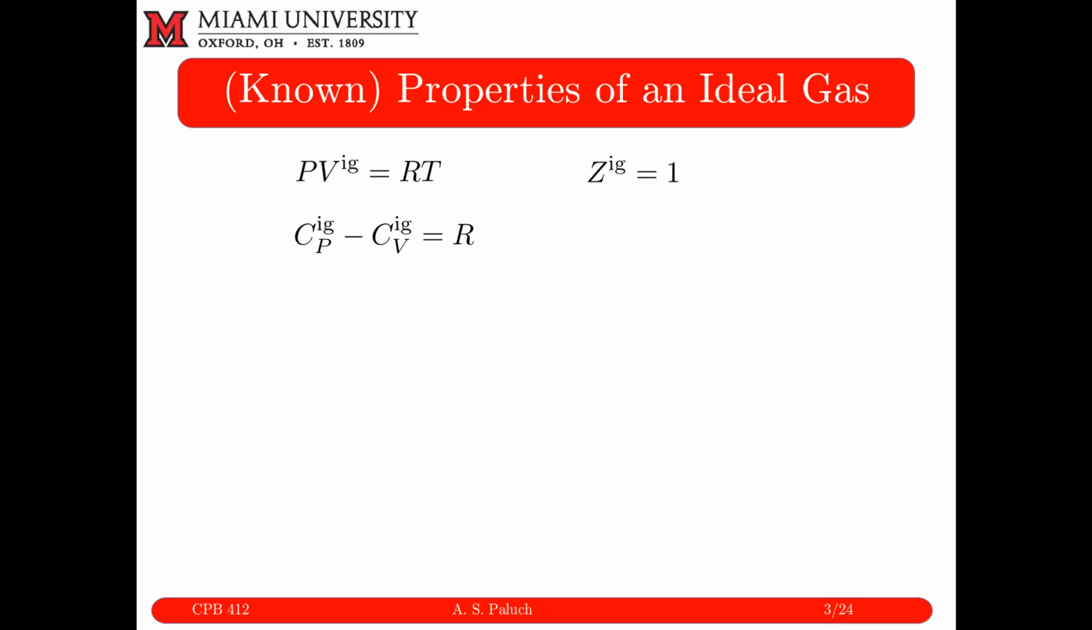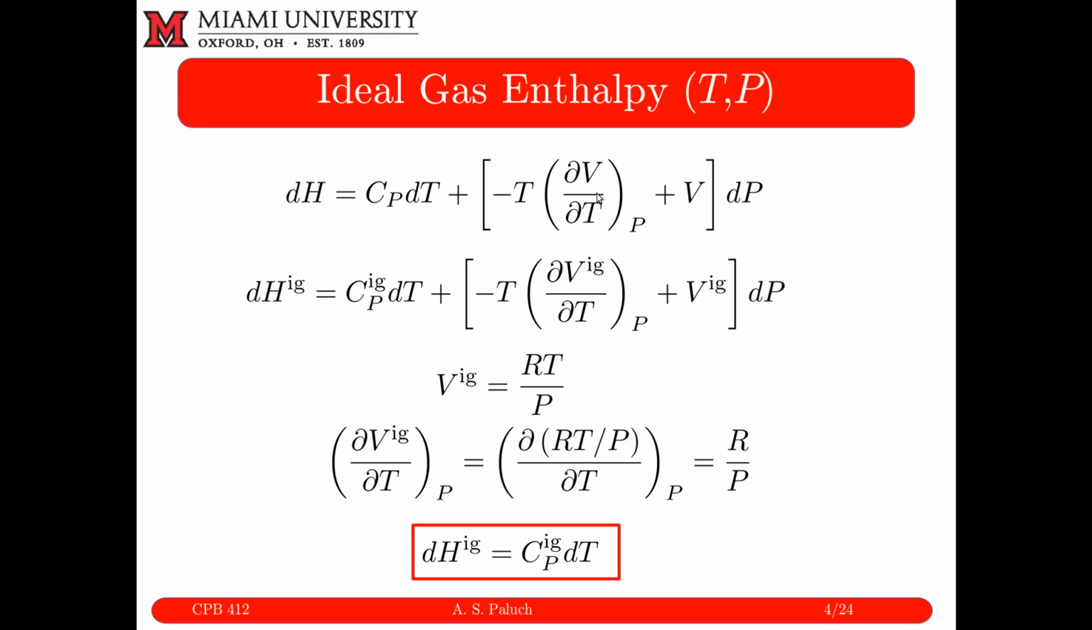Okay. So again, the properties of an ideal gas are known. So we have our ideal gas equation of state. We've already worked out the relationship between Cp and Cv. And for an ideal gas, Z is equal to 1. Okay. We had worked out an expression in class for H with independent variables T and P.